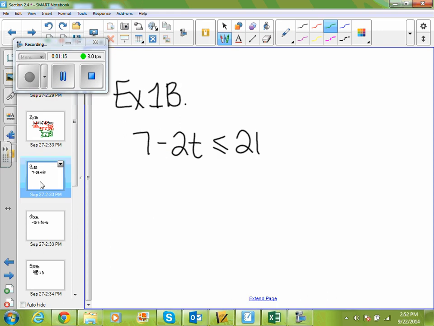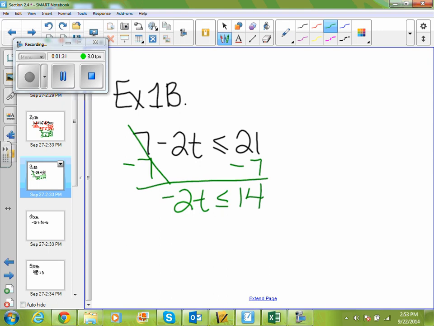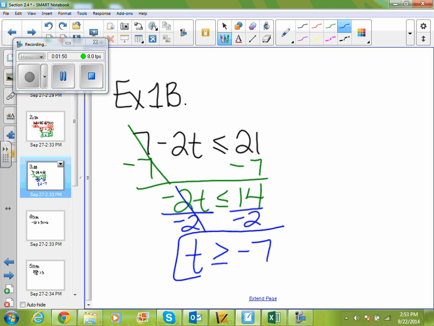Okay, if I look at 1b, 7 minus 2t is less than or equal to 21. Minus 7. So minus 2t is less than or equal to 14. Now what? Divide by negative 2. Okay, the 2s cancel. Bring down my t. I divided by a negative, so I flip my inequality. And 14 divided by negative 2 is negative 7. Remember, when dividing by a negative, you have to flip your inequality.